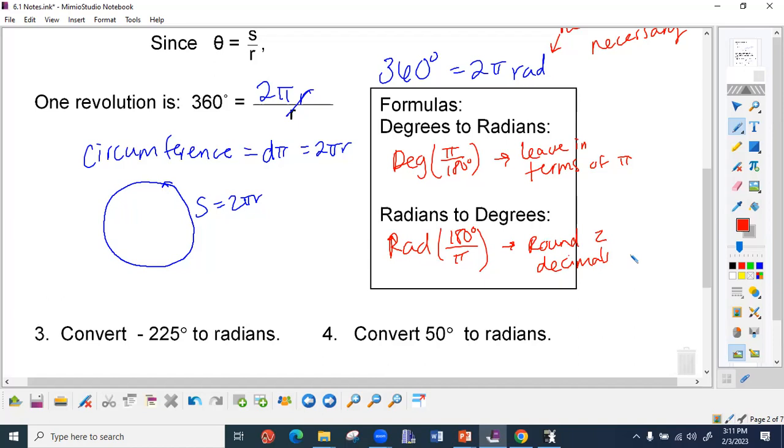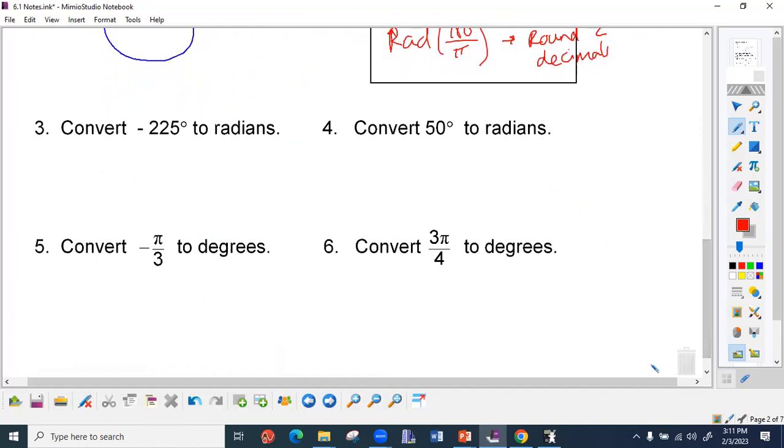All right, are we ready to practice using the formulas? We're going to do the odds together, and then you're going to do the evens, and we'll check back, okay? So we're going to do 3 and 5 together, and then you're going to do 4 and 6. All right? So we're going to start with 3. 3, we're going to convert negative 225 degrees to radians.